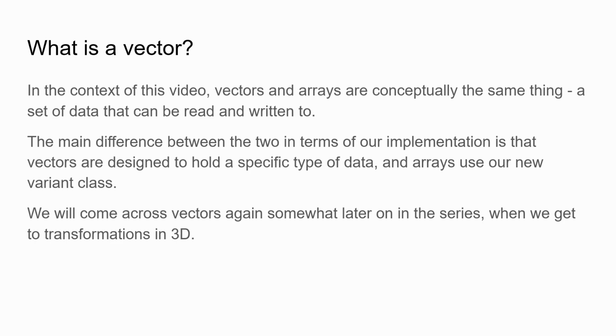You can have all these different types that exist in one thing, but vectors will only contain a single data type, whereas arrays use multiple ones.